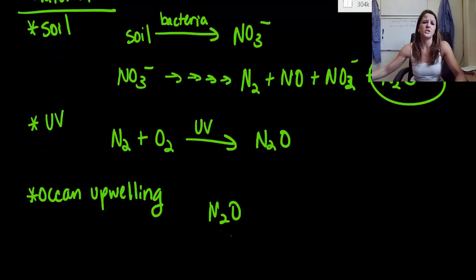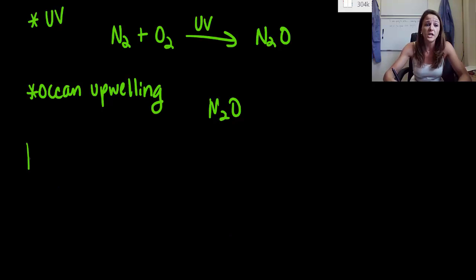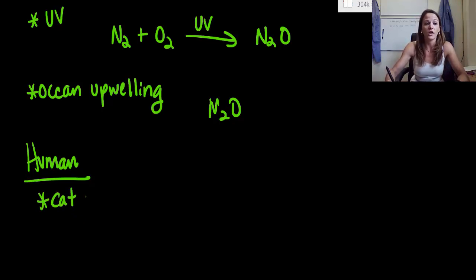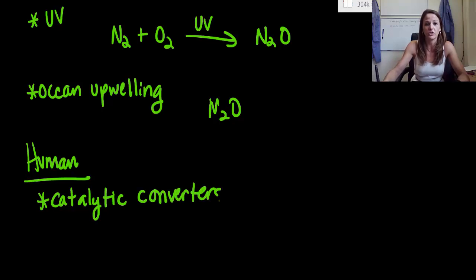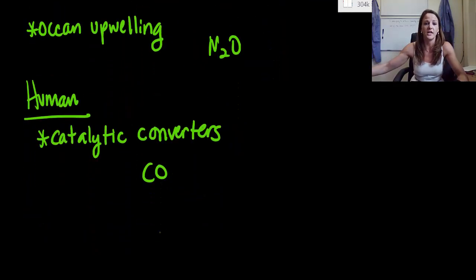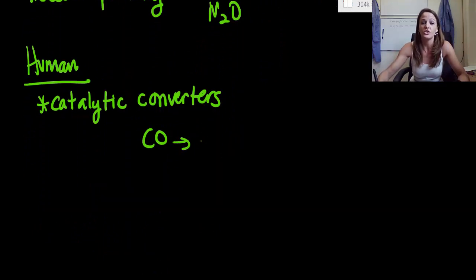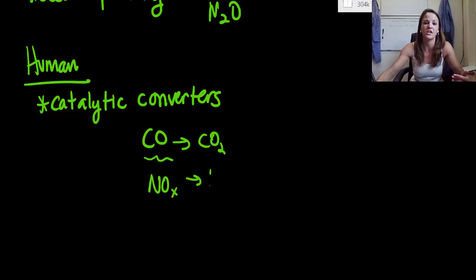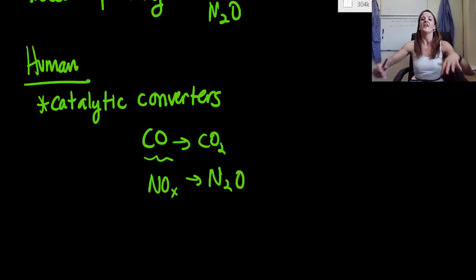All right, now what we want to do is talk about our human sources. So what do we do that actually creates and then releases nitrous oxide into our environment? Well, one of the most common ones, and we've talked about this before, are catalytic converters. So catalytic converters are amazing and they're super good for us because they take carbon monoxide and convert it to carbon dioxide, which is good because carbon monoxide will kill us, but carbon dioxide is heating the planet. The problem is it also takes these NOx compounds and converts them to N2O, which again, is better for air pollution, but it's not good for global warming. So there are good parts and bad parts of these catalytic converters.